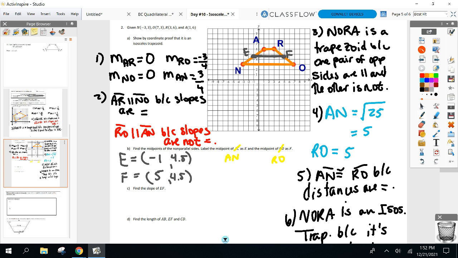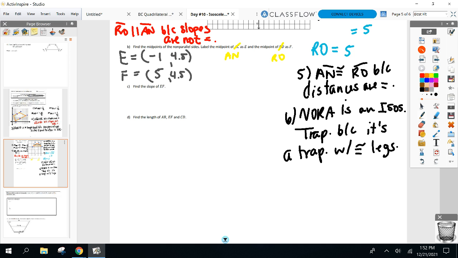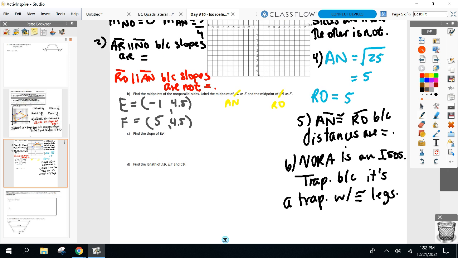There's no surprises here. It's at the bottom of your page. When you connect the midpoints of the non-parallel sides in a trapezoid, it's called the midsegment. Midsegment kind of sounds like midpoint. You connect the midpoints: midsegment. Before we leave, I do want you to get a couple facts about a midsegment.